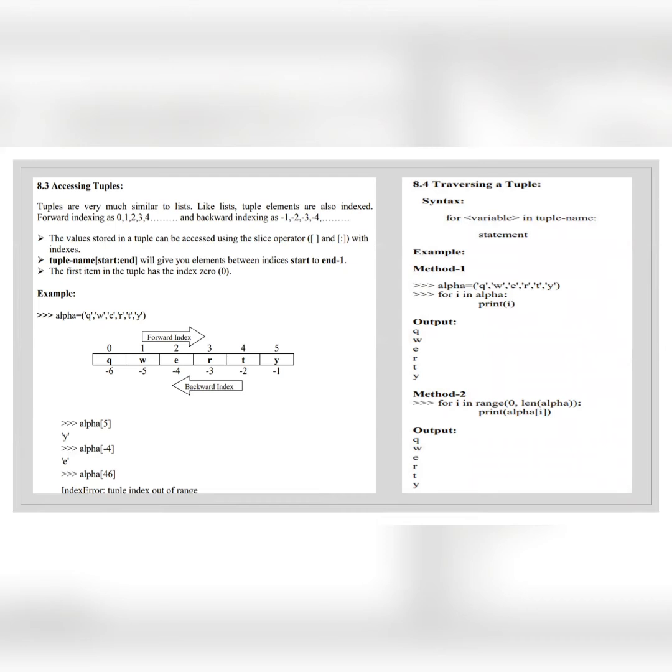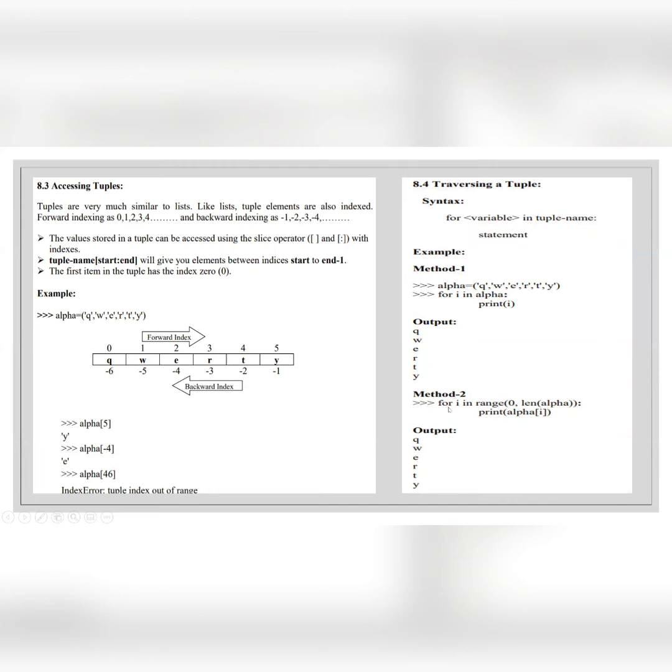Like if I want to print all the elements of the tuple in order, one by one. So this is a tuple alpha, and these are the elements of the tuple. And if I write for I in alpha, this is how we do traversing, we all know. For I in alpha, print I. So first it will print Q, then W, then E, R, T, Y. This is the output.